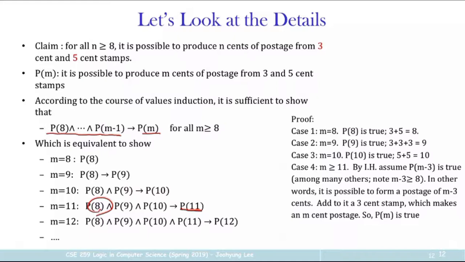So case 4, when m is at least 11, then by induction hypothesis, P of n minus 3 is true, because n minus 3 is greater than or equal to 8. Is it possible to form a postage of n minus 3 cent by induction hypothesis? So you can add one 3 cent stamp, that makes n minus 3 plus 3, which is n cent postage. So P of n is done. You can easily play with all these numbers. For some numbers, you can create any cent of postage. For some other pairs of stamps, you cannot create any cent postage.